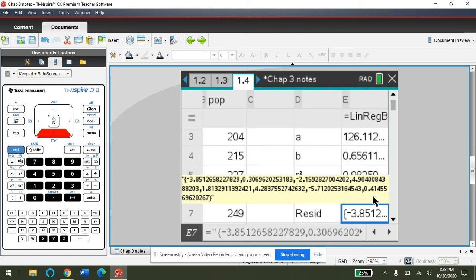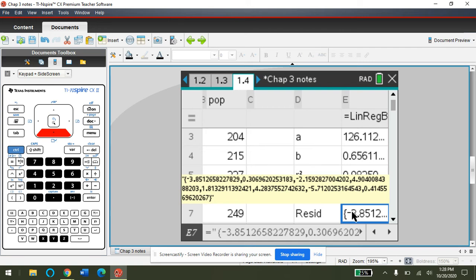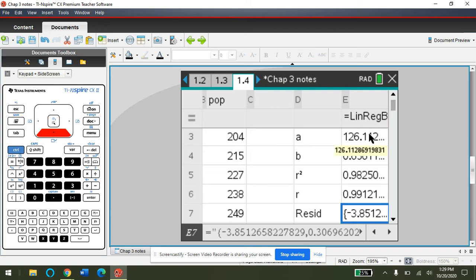Here's the residual. If you hover your cursor over it, that negative 3.85 is the first data point. The 0.306 is for the second data point. The negative 2.159 is for the third data point. Now, you will notice that they're slightly different than the ones I wrote down, and that's because these use the non-rounded A and B. It uses this entire A decimal and this entire B decimal.